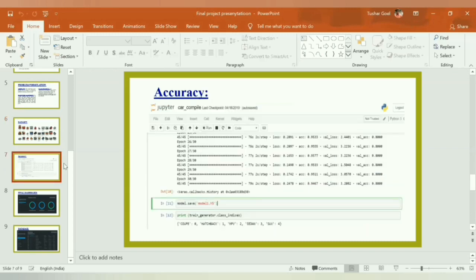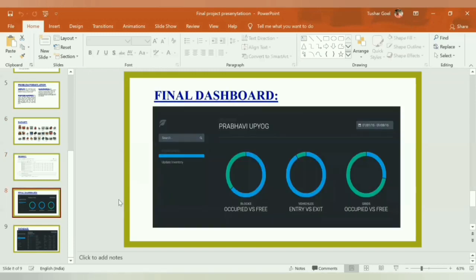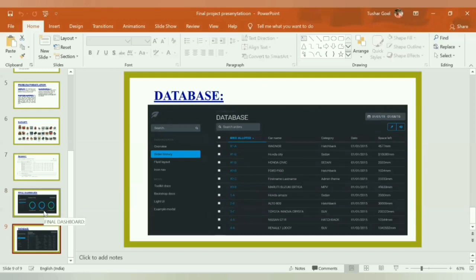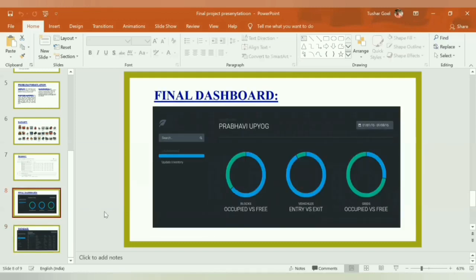So next is our final dashboard. Now this is the accuracy of our model. Okay, and then the dashboard. This is our final dashboard. The first is occupied versus free. The next is entry versus exit. This is the whole front end of our model. And the last one is the database.